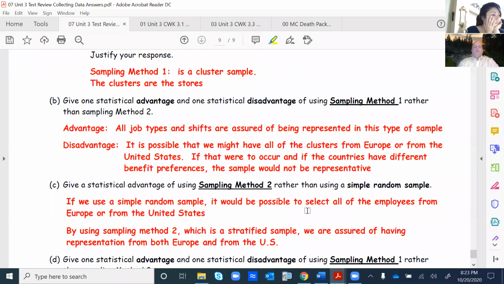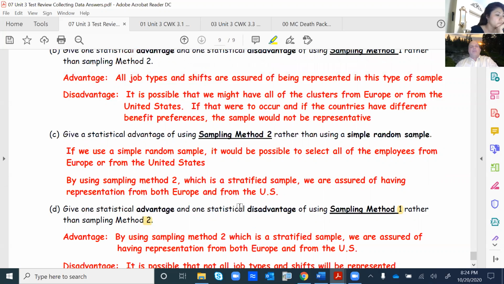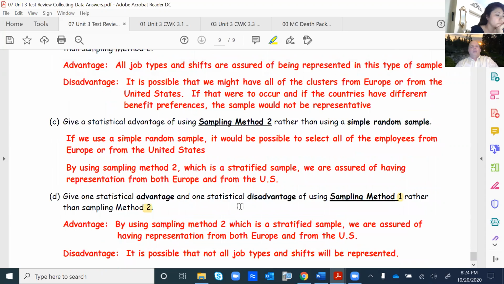Did I repeat that question? I did. It's supposed to say, give one statistical advantage and one statistical disadvantage of using sampling method 2. This should have been a 2 right here, rather than sampling method 1. I swapped them, or I didn't swap them.